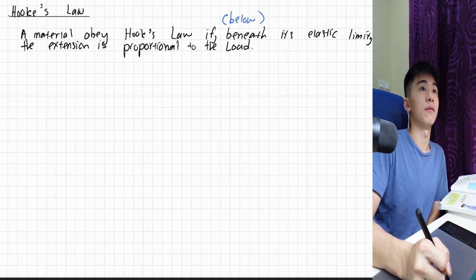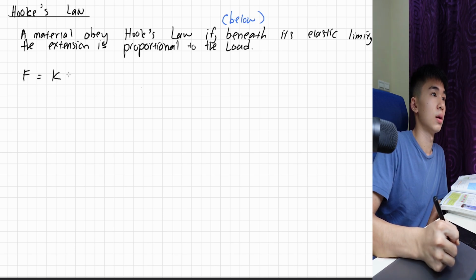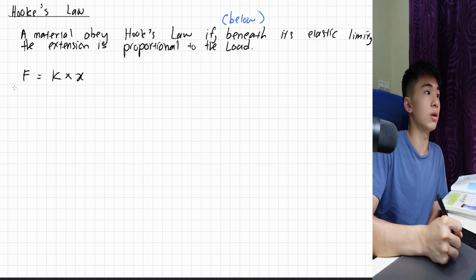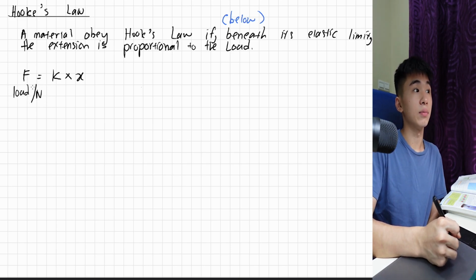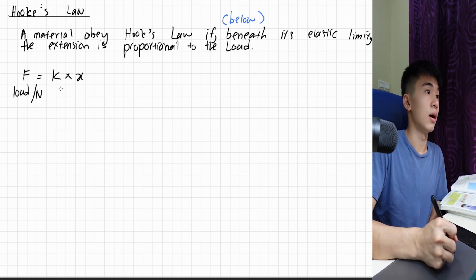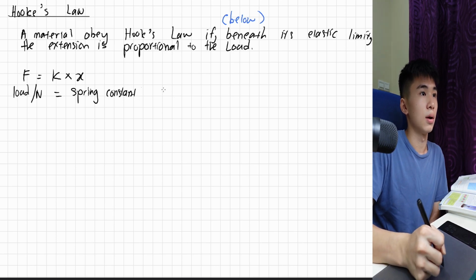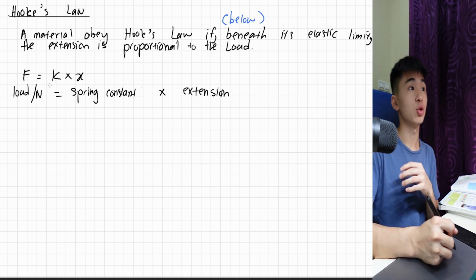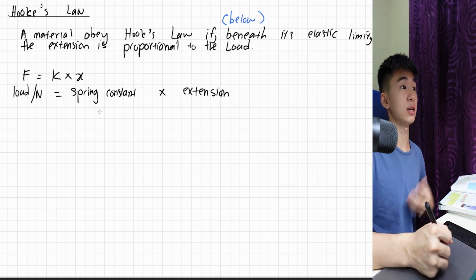So Hooke's law has a formula: F equals K times X, which is F equals Kx. The F here we call the load. The load is force in Newtons, K is the spring constant, and x is the spring's extension. So we'll call this F equals Kx. It's easier to memorize this formula this way, F equals Kx, instead of saying load equals spring constant times extension.